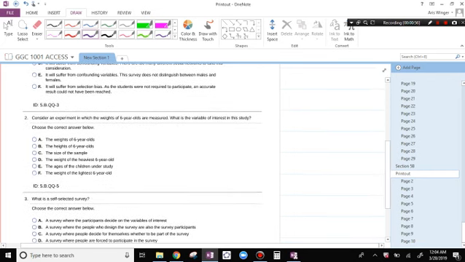Consider an experiment in which the weights of 6-year-olds are measured. What is the variable of interest in this study? The variable of interest is the weights of 6-year-olds.